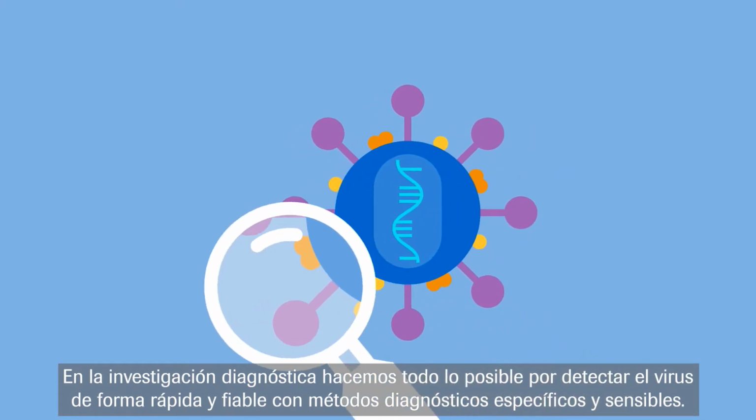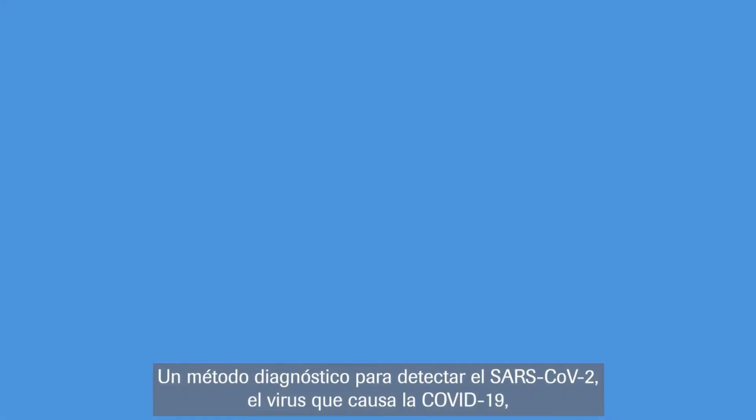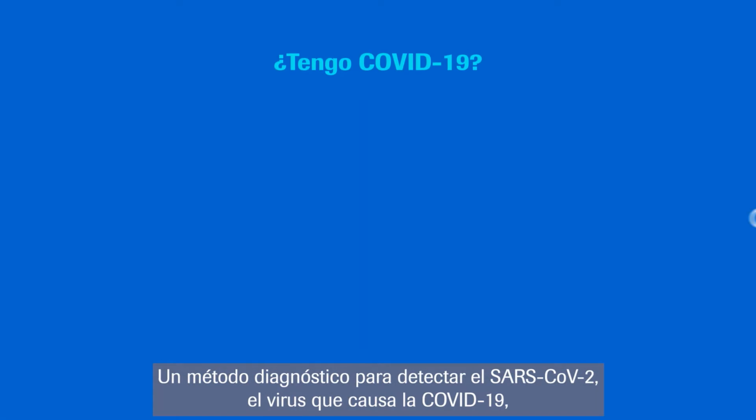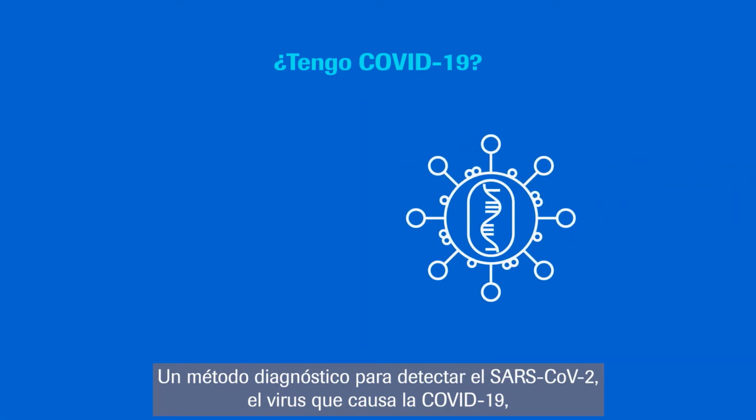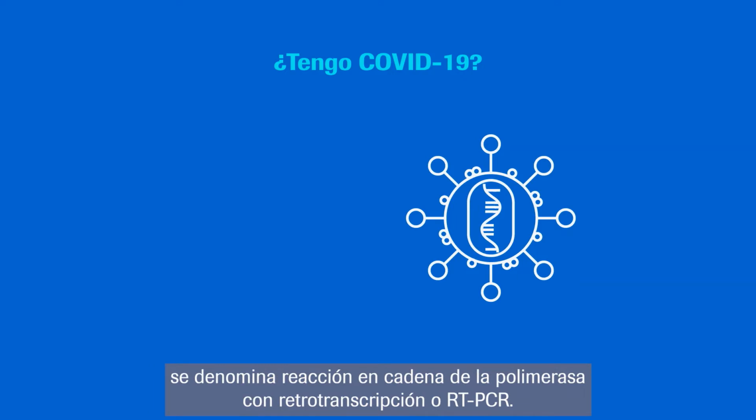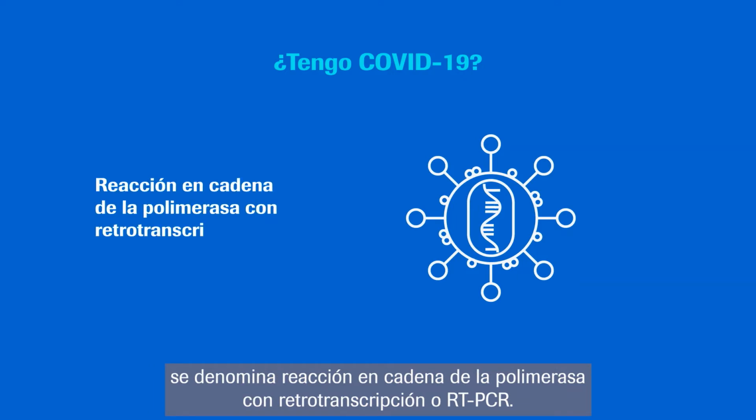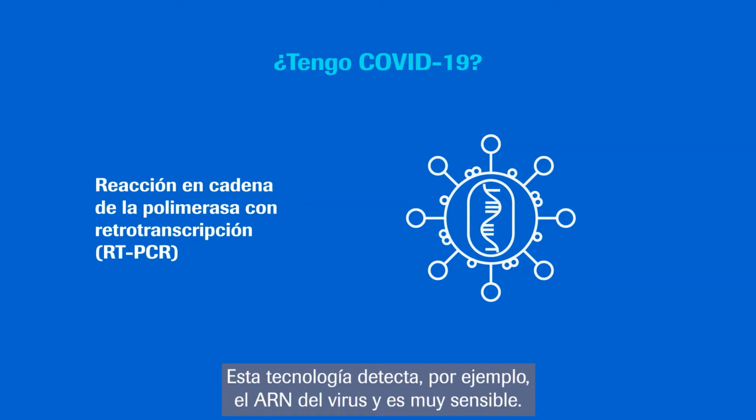In diagnostic research, we do everything we can to detect the virus quickly and reliably using specific and sensitive diagnostic methods. One diagnostic method to detect SARS-CoV-2, the virus that causes COVID-19, is called reverse transcription polymerase chain reaction, or RT-PCR test. This technology detects, for example, the virus RNA and is very sensitive.